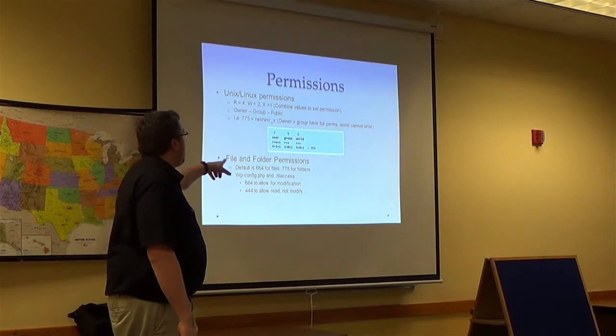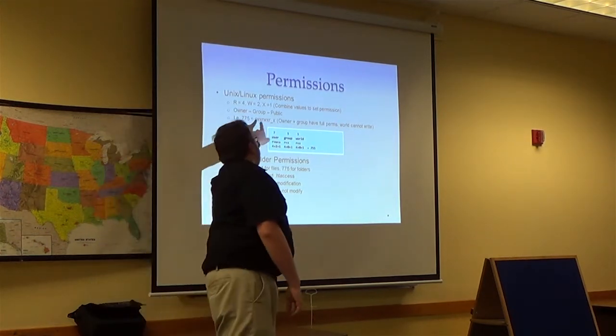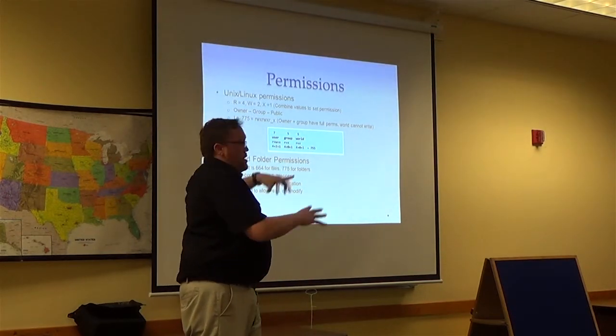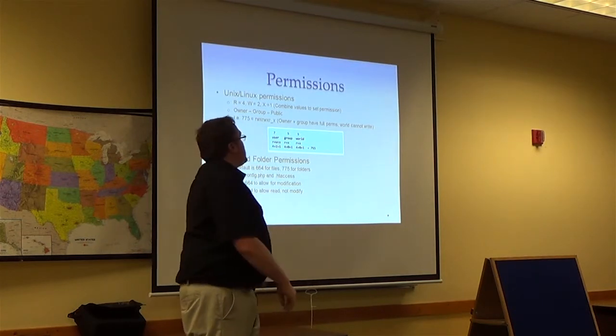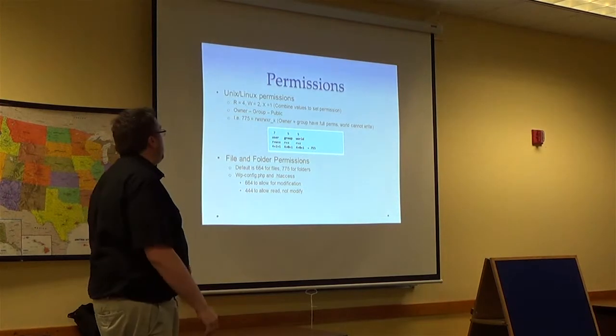For example, I put here RWX, right here, the 775. You would have full privileges. The group that you're part of, which may have other users, has full privileges. But the rest of the world can only read or execute. They can't make modifications to that file.